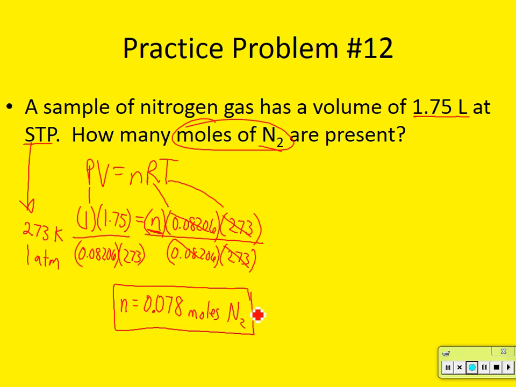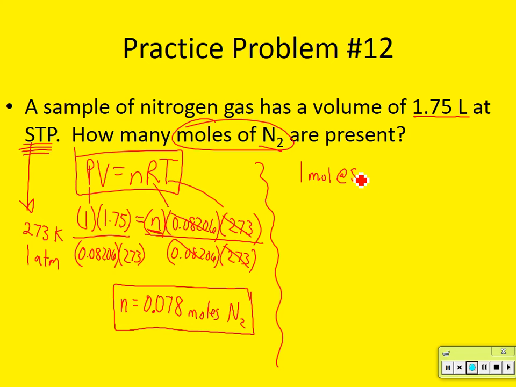Could there be another way to solve this? I'm sure there is. If it's at STP, don't we know how many moles are in a certain volume? So I'm going to show you a different way to solve this problem. But I always want you to be aware that you can use the ideal gas law every time. Now, here's the caveat with this problem. It has to be at STP for this to work. But we learned that 1 mole at STP is equal to 22.4 liters. So we're going to start with the volume that we started with, 1.75 liters, and put it over 1.